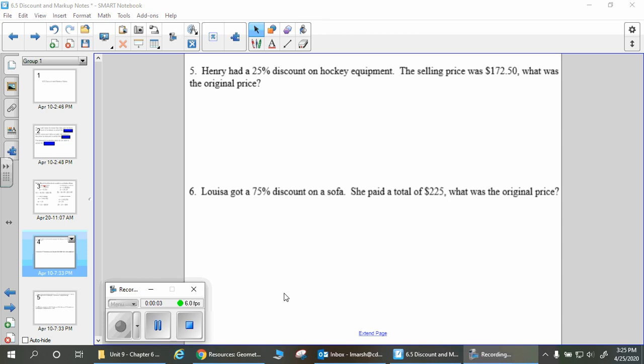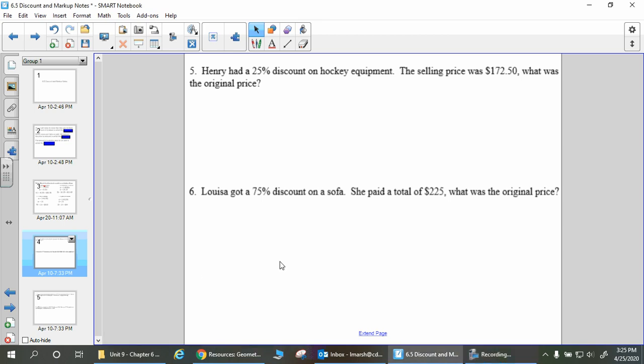Okay, so let's look at some other types of questions that involve this idea of going shopping and how much you pay for things. The two questions you can see on my screen are very similar to each other. They're just slightly different in terms of the numbers. Number 5 says, Henry had a 25% discount on hockey equipment. The selling price was $172.50. What was the original price?